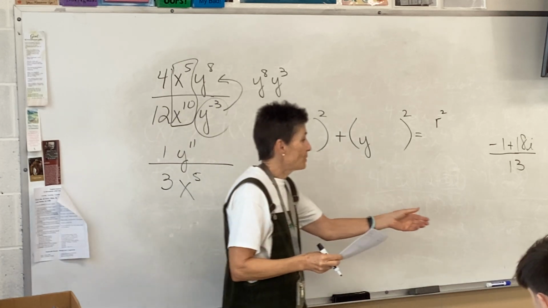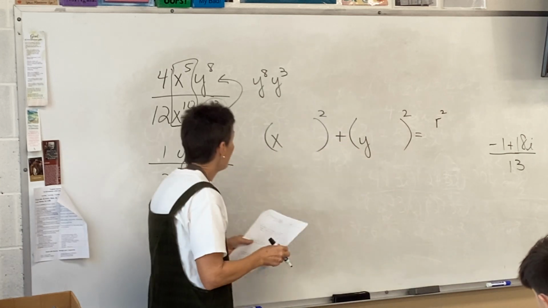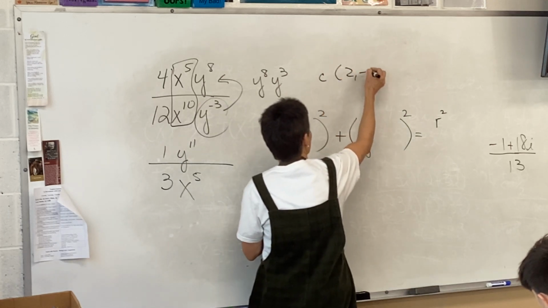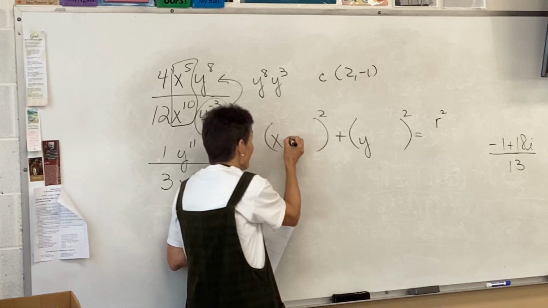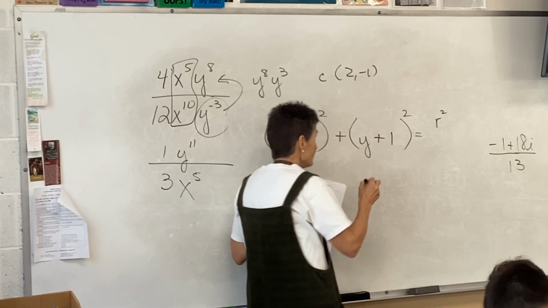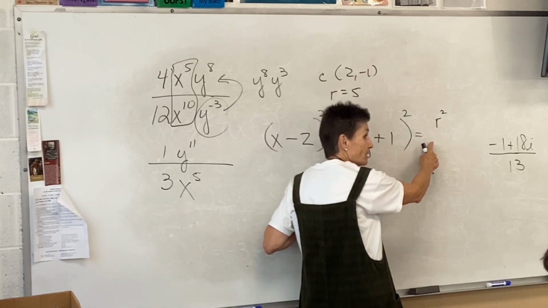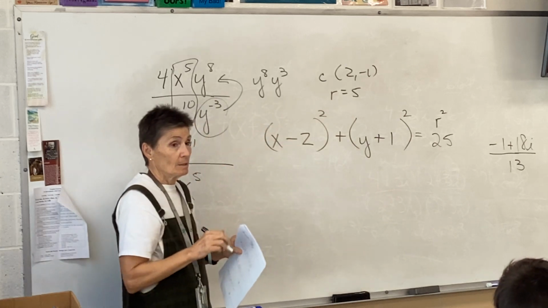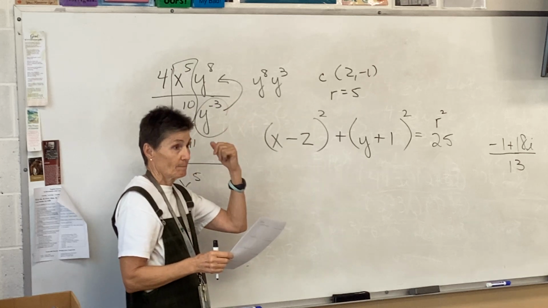Okay, so now we are going to plug in our center. So our center is 2, -1. So this will be x minus 2, y plus 1, and our radius is 5, so this equals 25, r squared. That's the problem. You don't have to even do anything, kids. You just plug in the numbers.